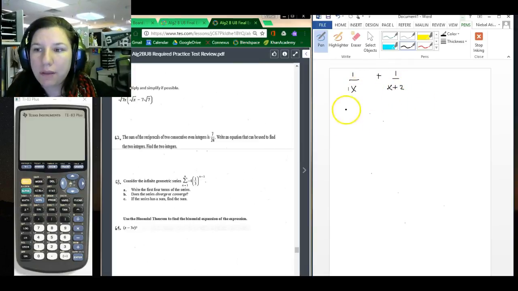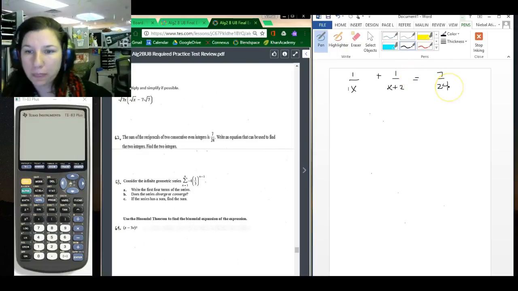So for example, let's pick even numbers for that to work. So let's say x is 2. The next number is 3, the next number is 4. So this is the next even integer. So it's 2 over. That's why I'm adding 2 there. So the sum of the reciprocals of two consecutive even integers, so x and x plus 2, is equal to 7 over 24. Okay? All right.